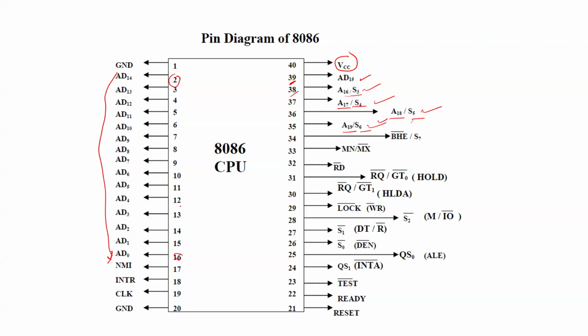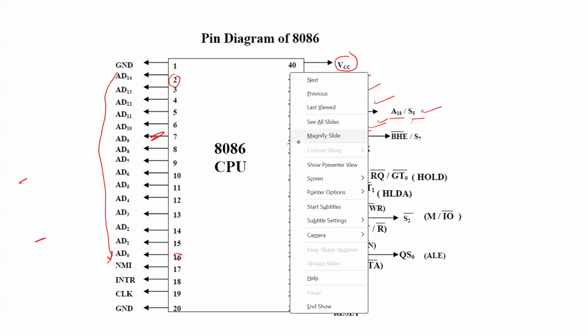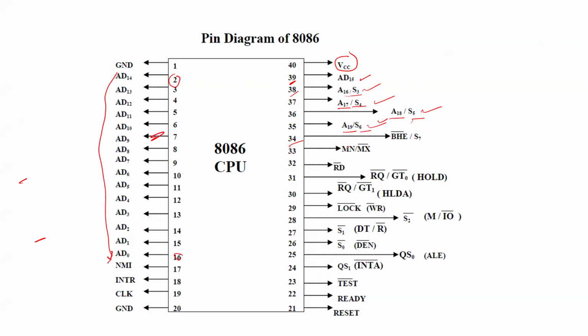Next, pin number 34. It is called BHE/S7, bus high enable and status. So one signal is called BHE, and another is S7. S7 is nothing but one type of status signal. What type of status it will provide, I will discuss later, don't worry. So BHE bar. What is the meaning of this BHE bar?